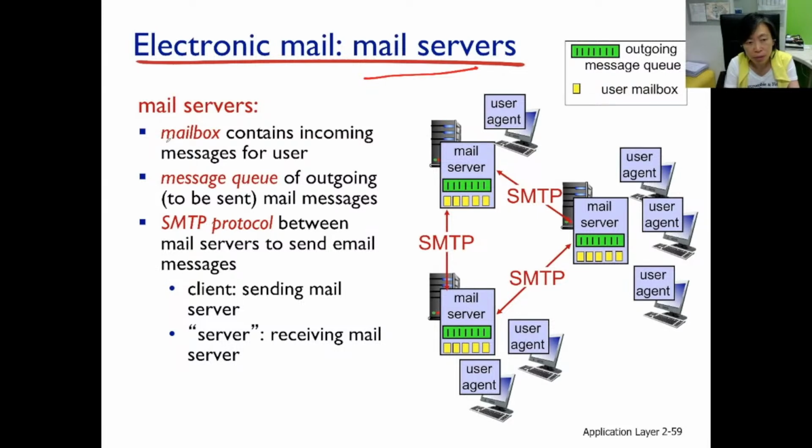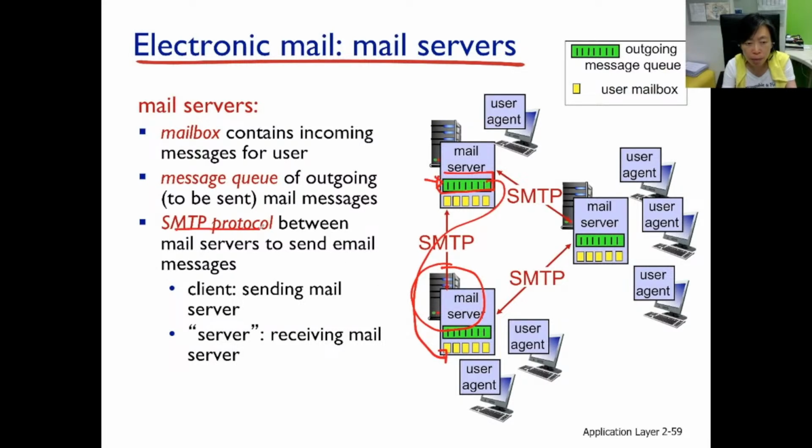Now the mail servers. It's got three major components. The mailbox, which contains all the incoming messages per user. So these are the yellow boxes. When emails come in, they will be sorted out and then put into the email boxes depending on who the receivers are. Second component, the message queue. Those are the green queue over here. So messages that are going out will all be stored here temporarily, waiting for the receiving mail server to open up and then accept the emails.